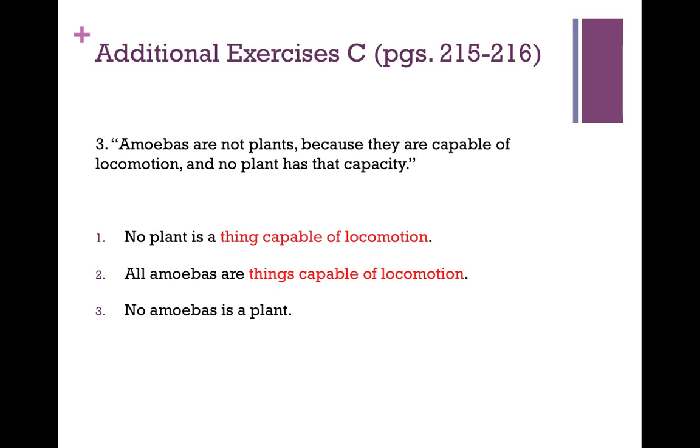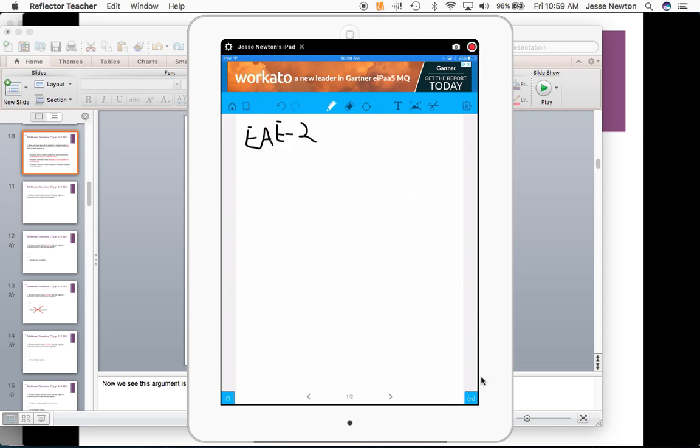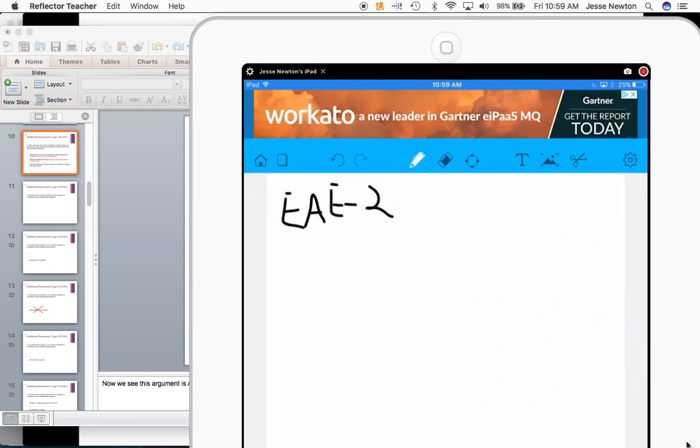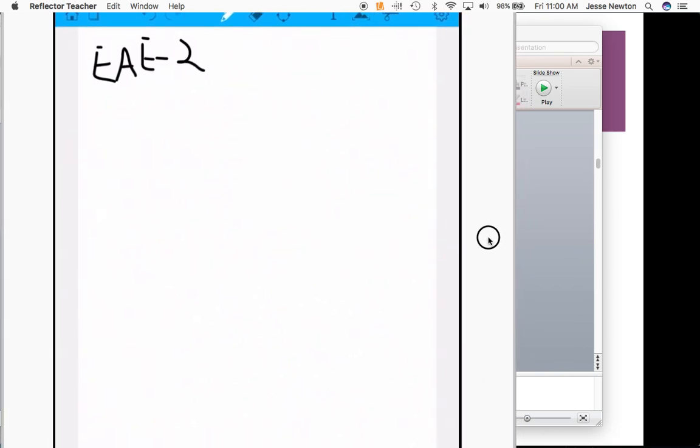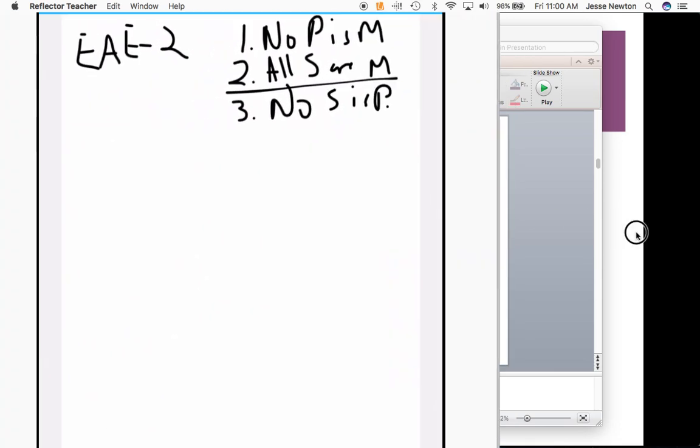And so let me get up my trusty app here. And we're going to diagram it. EAE2. And when we have an argument EAE2, that's going to be no P is M, all S are M, conclusion, no S is P. And let me just double check here and see if that's what we have here.